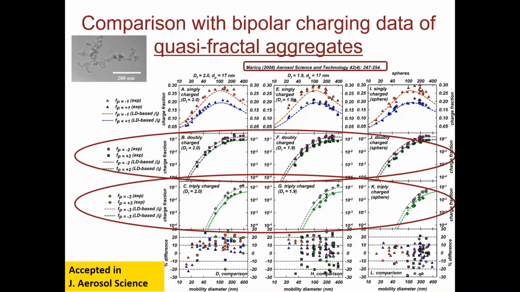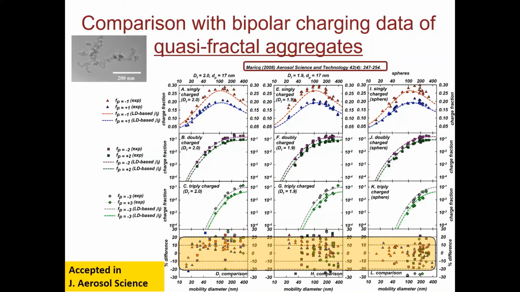The predictions of the charge fractions follow the experimental trend closely and differ by ±20%, as can be seen from panel D and panel H, for fractal dimensions of 2 and 1.9 respectively. It's also seen that shapes that are slightly non-spherical do not differ significantly from mobility equivalent spheres, according to model predictions, and this is confirmed by similar fractions reported in Marek's experimental data.